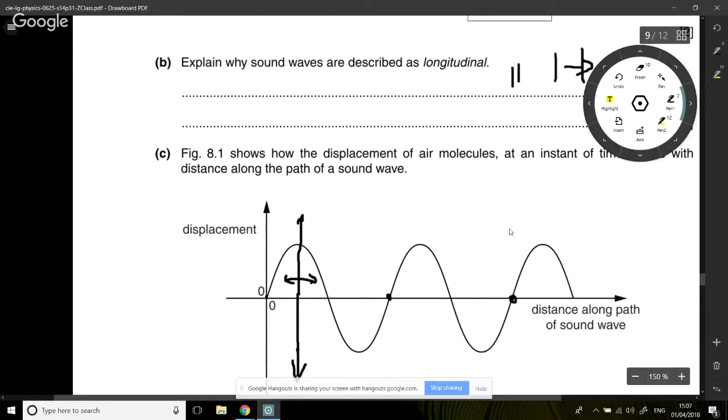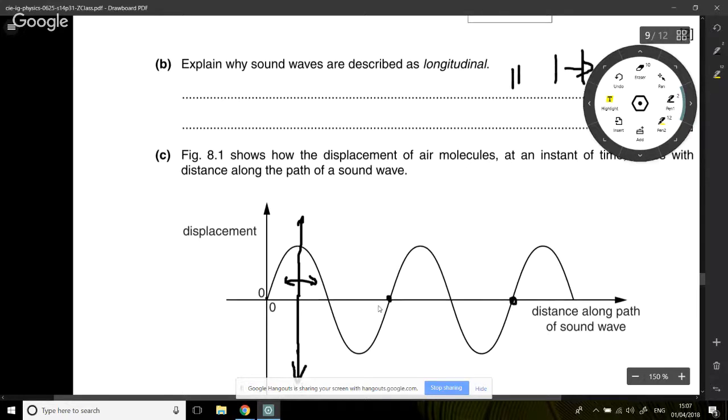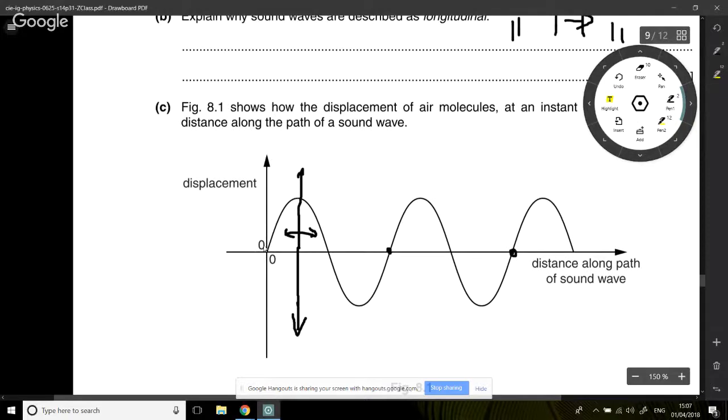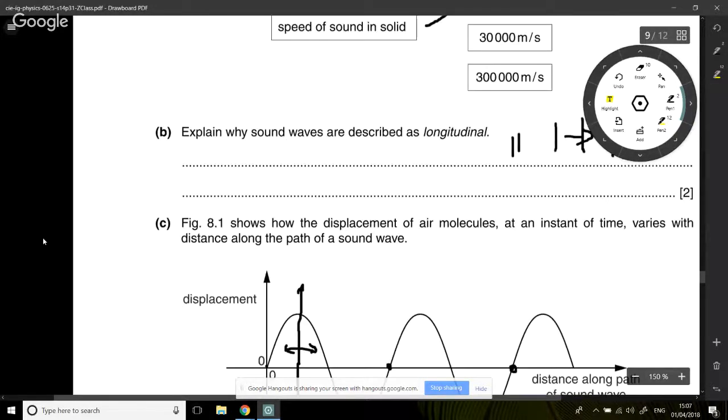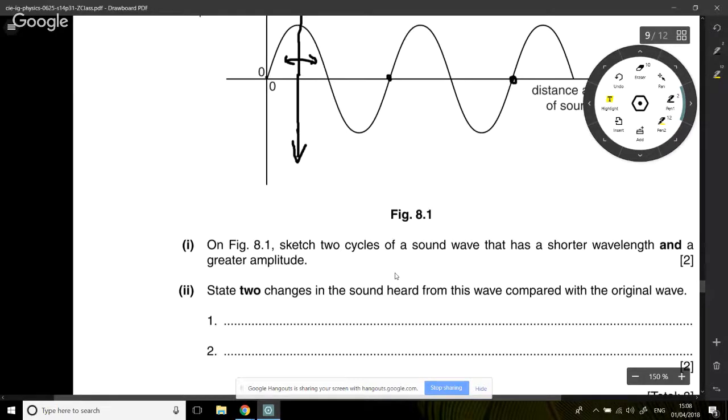All right, next one's quite straightforward. They're showing the displacement of air molecules at an instant of time varying with distance along the path of the wave. Oh, sorry. In this case, they've mathematically visualized a longitudinal wave with a transverse movement like this. But anyway, they're then asking about the figure for the sound being shorter.